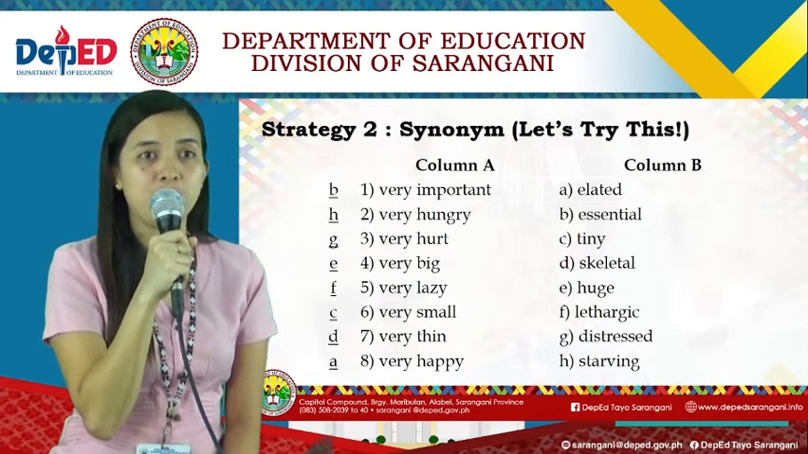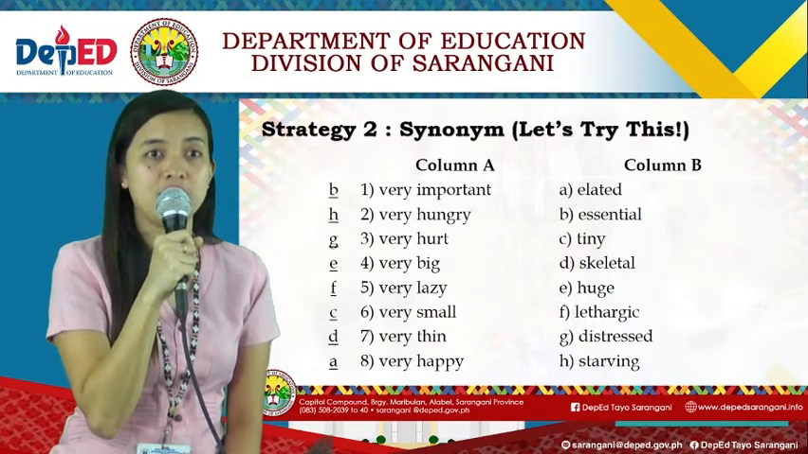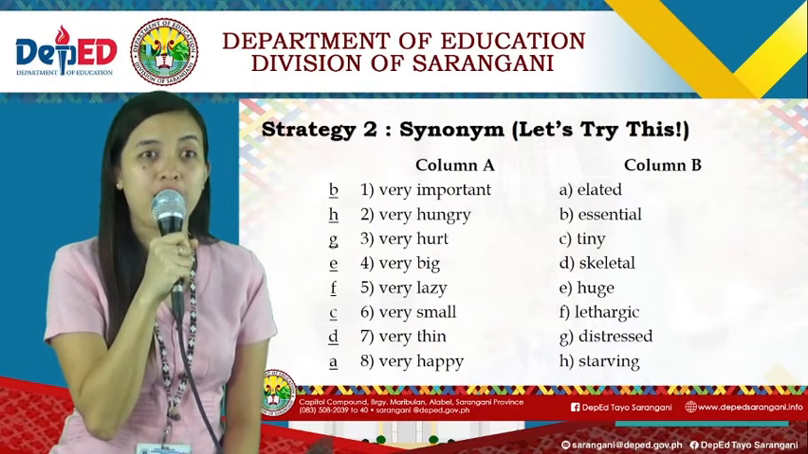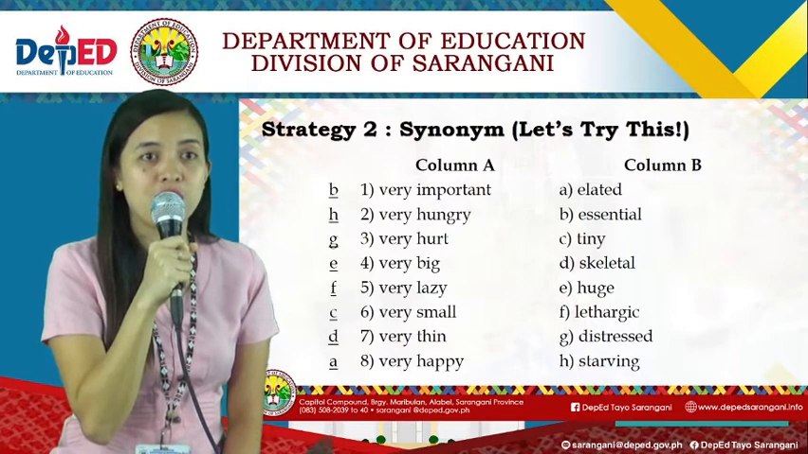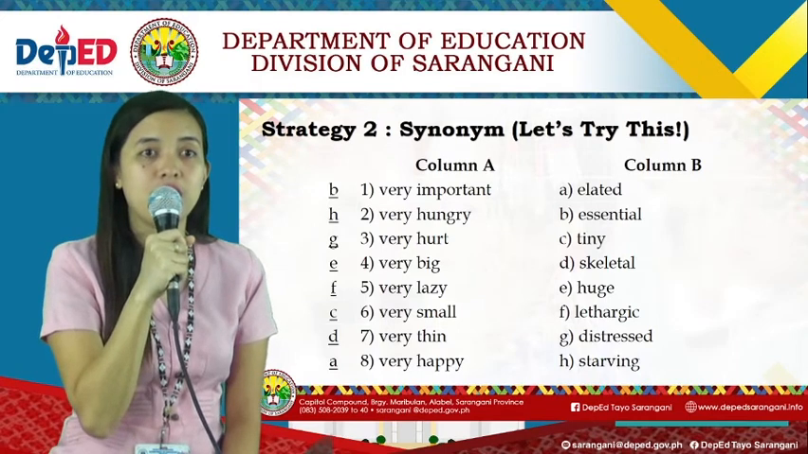For the third item, we have very hurt. That is letter G, that is distressed. For number 4, very big. We have letter E, that is huge. You're right. For number 5, we have very lazy, and that is lethargic. For very small, we have tiny. For very thin, we have skeletal. And for the last item, we have very happy, which is letter A.